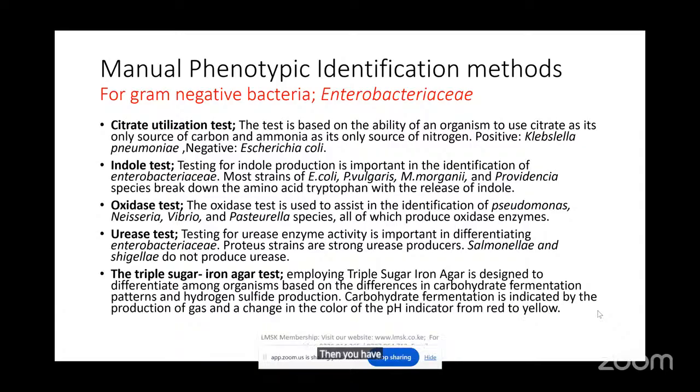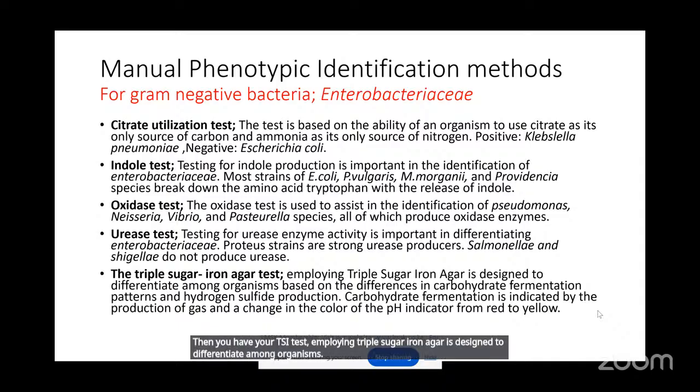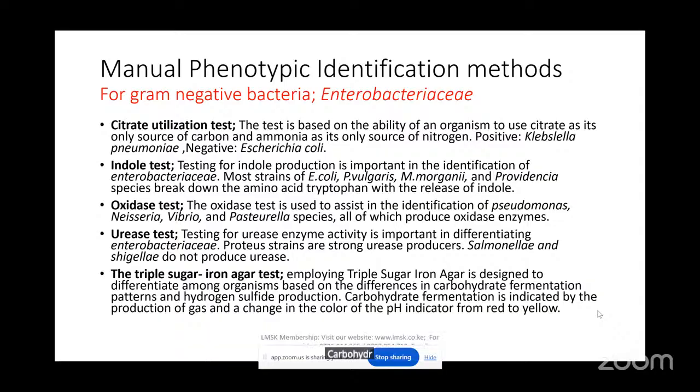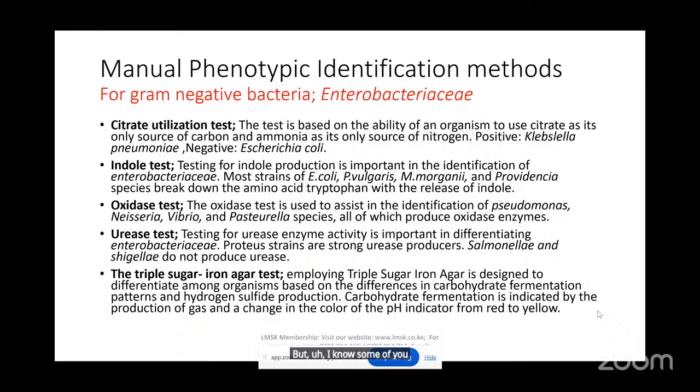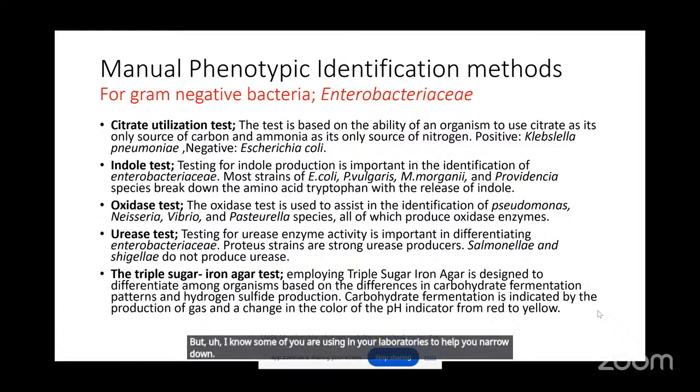Then you have your TSI test. Employing triple sugar iron agar is designed to differentiate among organisms based on the differences in carbohydrate fermentation patterns and hydrogen sulfide production. Carbohydrate fermentation is indicated by the production of gas and a change in the color of the pH indicator from red to yellow. So these are some of the manual phenotypic identification methods that I know some of you are using in your laboratories to help you narrow down your bacterial ID.